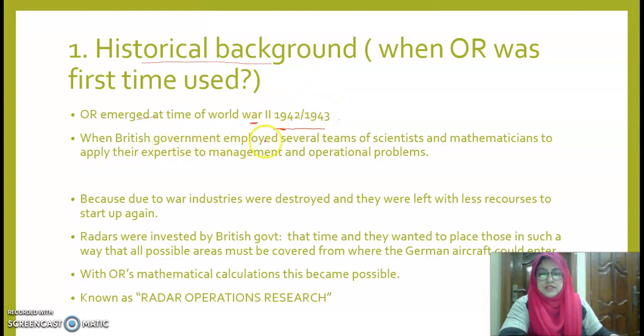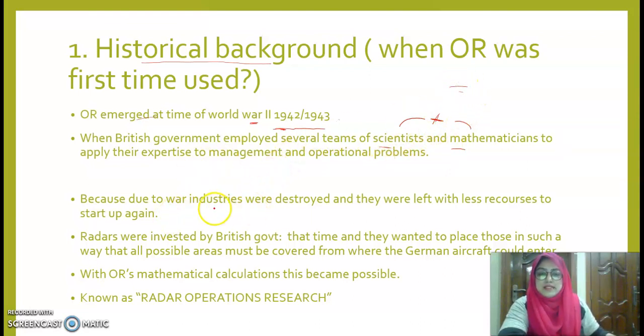So the British government employed several teams of scientists and mathematicians to apply their expertise to management and operational problems. They called the scientists as well as the mathematicians to build up a team. When both the scientists' and mathematicians' capabilities were added together, an entirely new range of solutions was created that had never existed before. This kind of mix was created, and that resulted in OR, operations research.